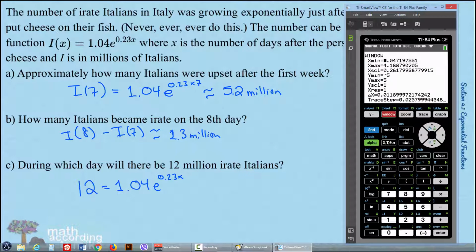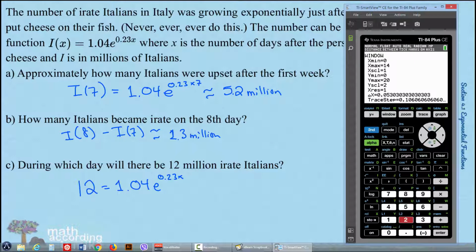We're going to hit Window. And let's say, well, we can't have a negative x because the woman in the story didn't ask for cheese on her fish yet. So we'll start at 0. And we know after 8 days, we only had about 6 million. So let's just go for 2 weeks. Let's say 14 days. Again, we might have to come back and change this. And we'll scale it by 1. And as far as the y's are concerned, we need to include the number 12 somehow. So let's just say 0 to 20. Count by 2.